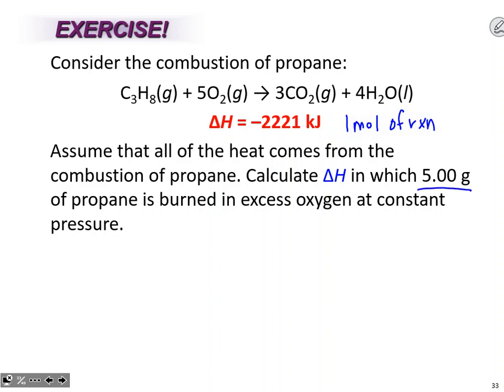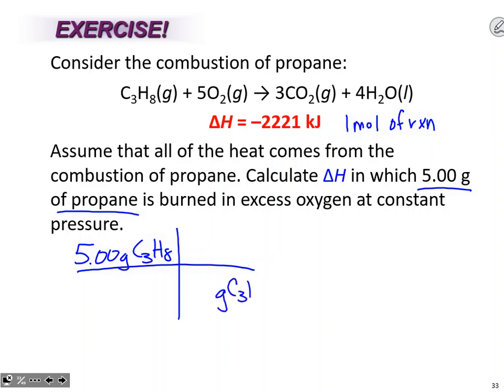Now we're starting out with 5 grams of propane, and we want to know, if we have excess oxygen, how much energy will be produced by that, okay? So let's start out here. Grams of our propane. This is like a regular T-chart problem. What do I need to do to my grams? Change it to moles, okay?